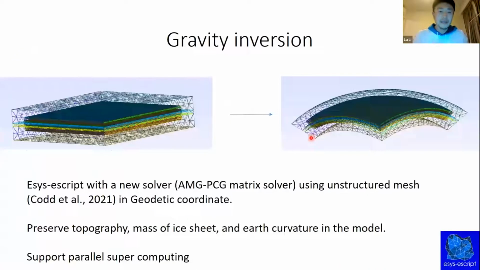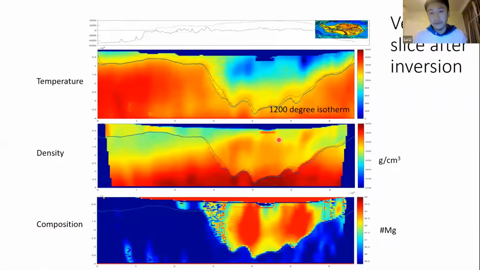So once we get the initial density distribution, we then use an open source software called Descript. It's a new software that can solve the gravity with unstructured mesh in geodetic coordinates. It can also run in parallel on a supercomputer, so it's very handy. We can solve the density distribution in the lithosphere in one go. So I'll just show you some slides about the inversion result.